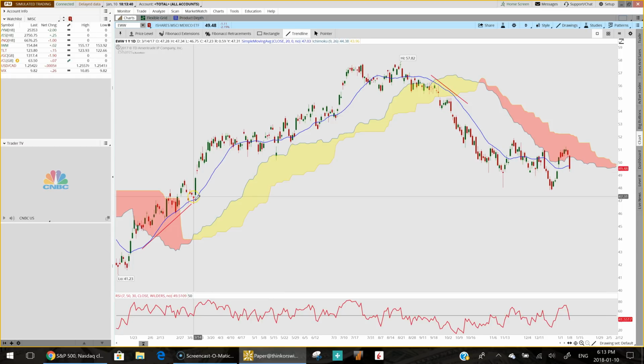Now, you do want to see a proper setup, whatever strategy you're using. You want to make sure it sets up properly once it crosses that cloud. But this is a very, very effective trade indicator, and one that I think will make you a better trader immediately.